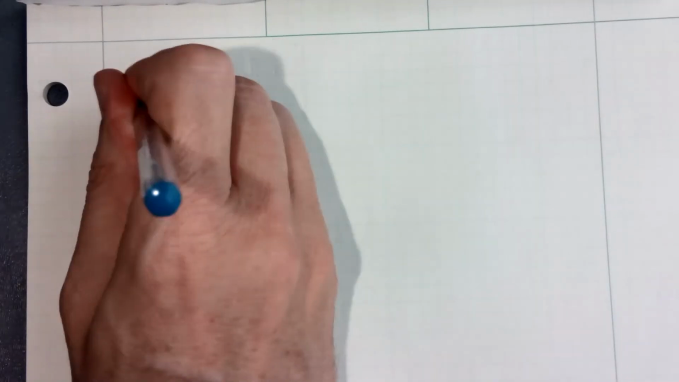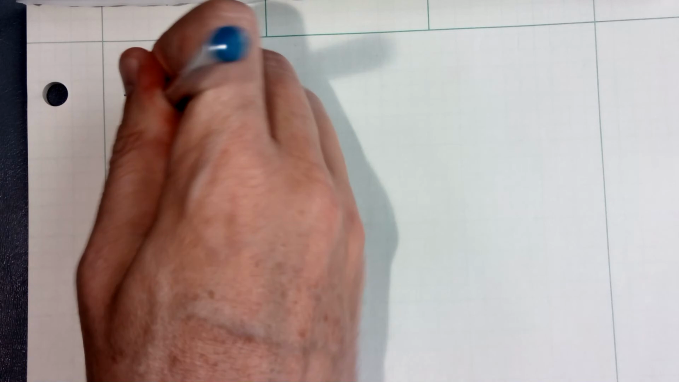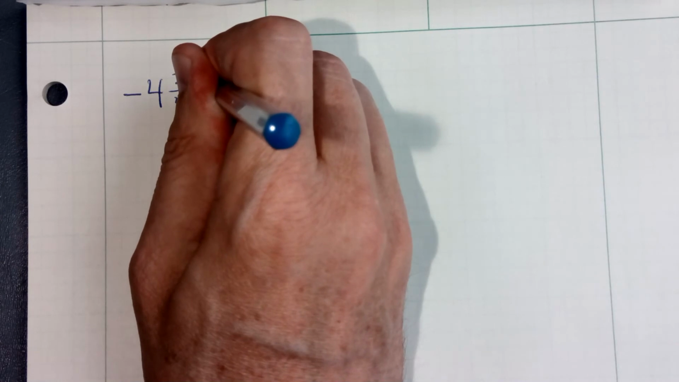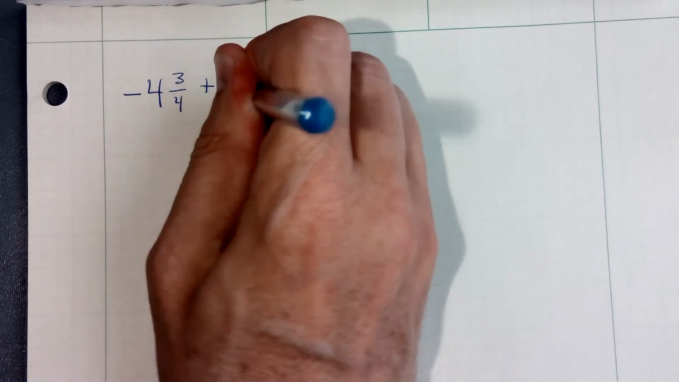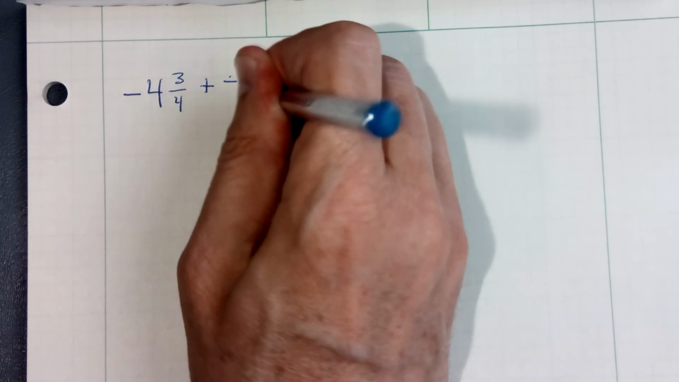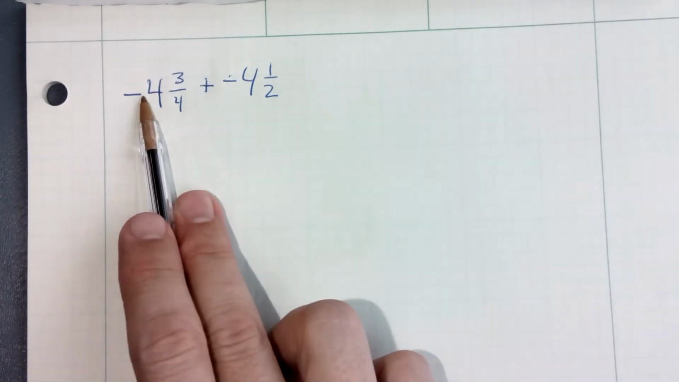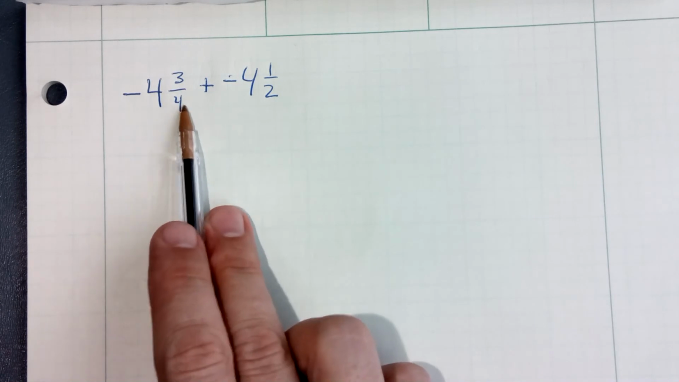In fact, let's look at one really quickly. Let's say I give you -4 and 3/4, and I'm going to add a -4 and 1/2. Now, we can combine mixed numbers by combining the whole part and then combining the fraction.